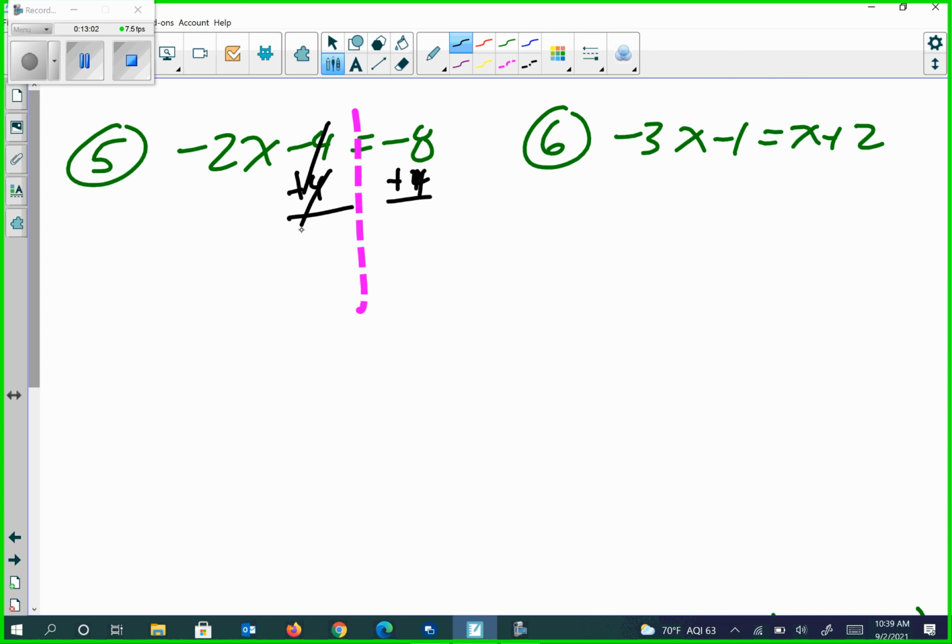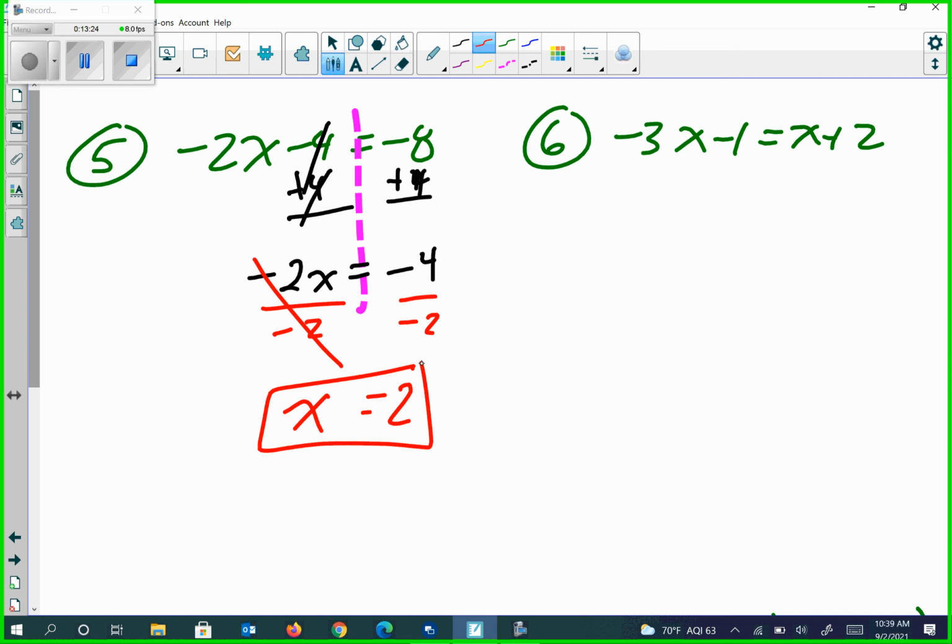Those cancel. So I get negative 2x. Negative 8 plus 4, I think, is negative 4. And then how do I get x by itself? Yeah, divide by 2. Watch it. It's negative 2, though, right? So make sure you bring that along. Negative over negative should be positive. 4 over 2 should be 2. Seem okay?